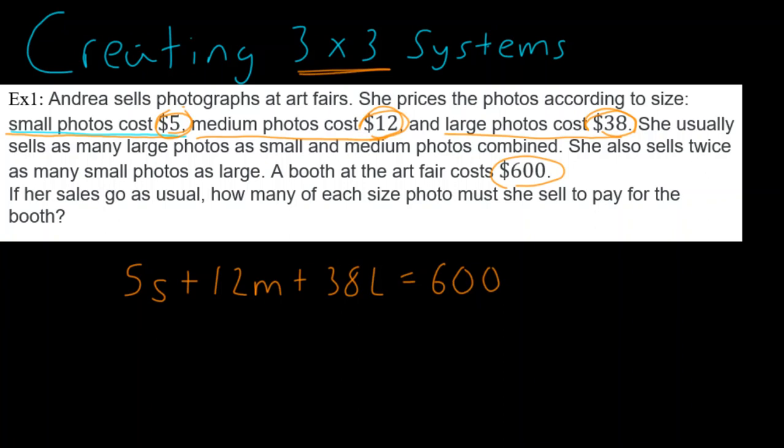So let's continue. She usually sells as many large photos as, wait a second, let's all circle this word, as many large photos as small and medium photos. And I'm going to switch colors here just because we have another key word, the word and. Okay, so what does the word as mean? Well, as is the past tense of is, and so that means equal, and is always plus.